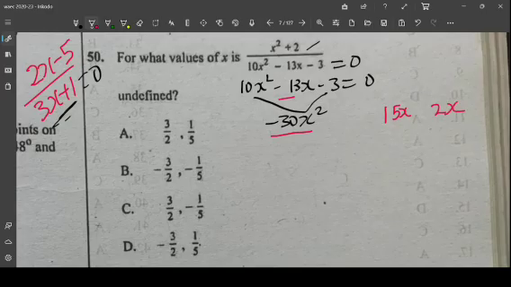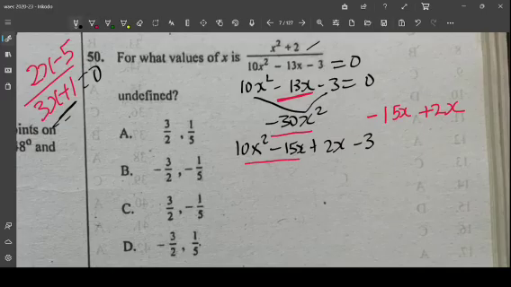So how do I put the signs? Since the middle term is negative, that means the bigger number will be negative. So I'm going to put a minus here, and then I'm going to put a plus here. All right, so minus 15x plus 2x gives minus 13x. So let's go. I'm going to have 10x squared minus 15x plus 2x minus 3.